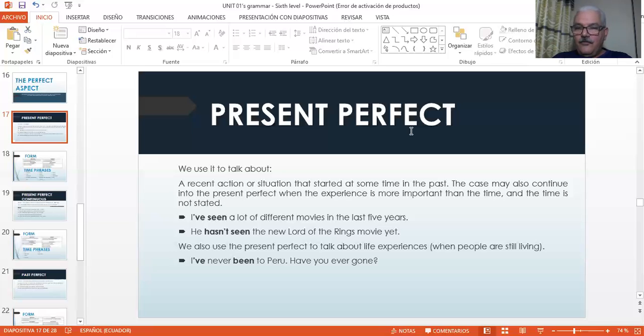First, we have the present perfect. The present perfect is when we speak about the present, but the action started in the past. We use it to talk about a recent action or situation that started at some time in the past. And of course, the effect is seen at the moment we speak. The case may also continue into the present perfect when the experience is more important than the time. And the time is not stated, okay?